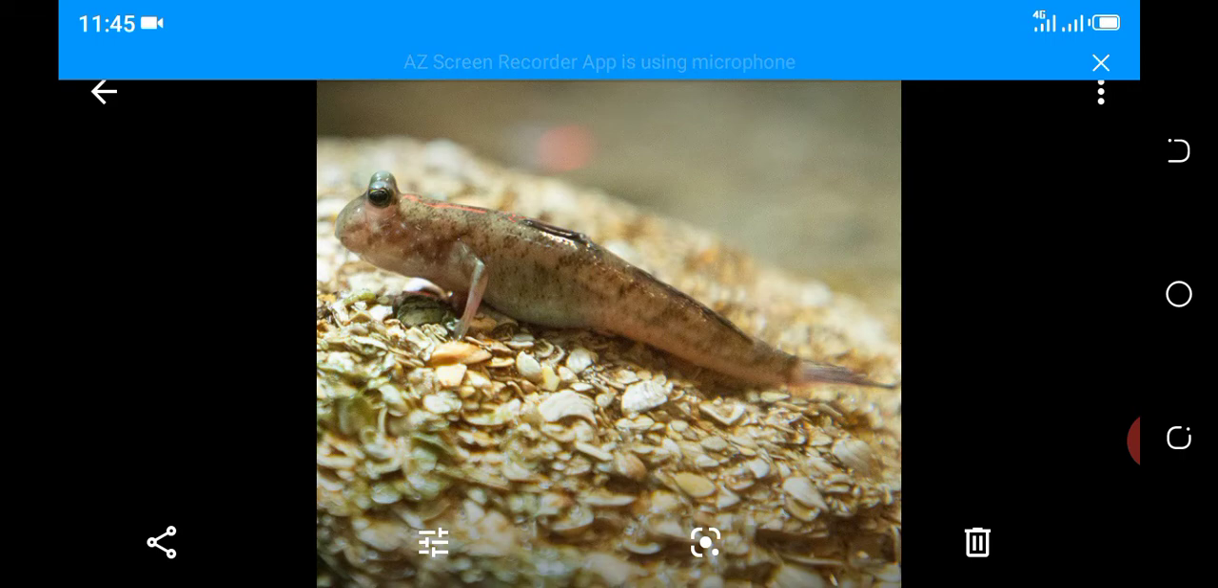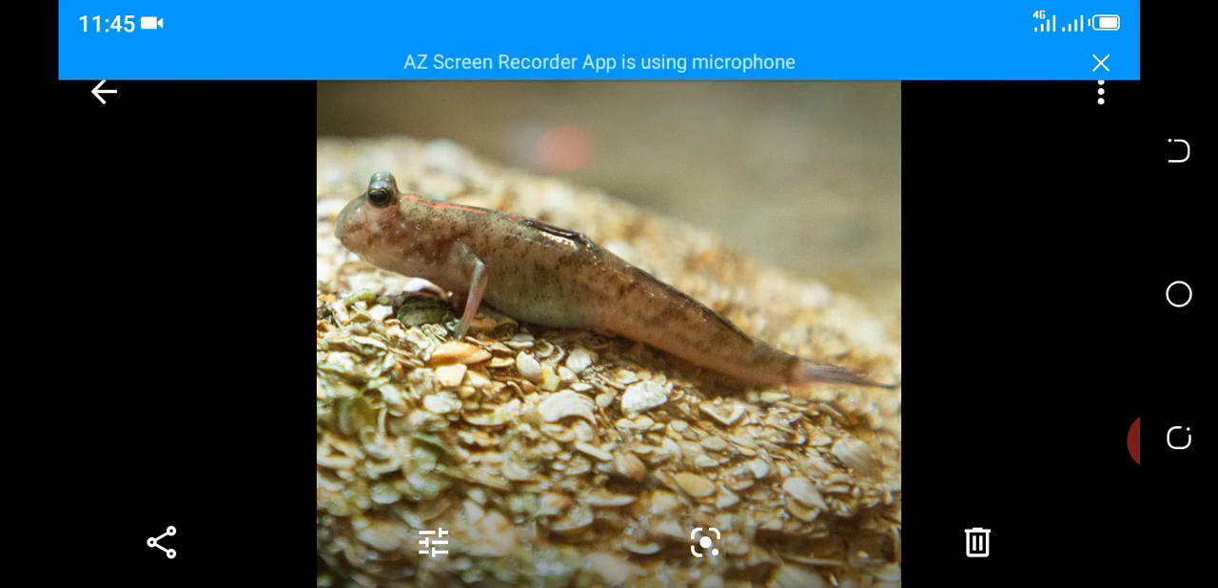Yeah, we have a special kind of fish. We call this the mud skipper. Mud skippers are unusual fish. They can stay out of water for long periods of time. So these fish can stay out of water for a long time.